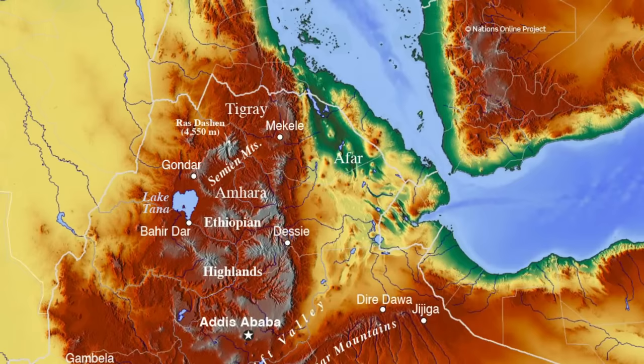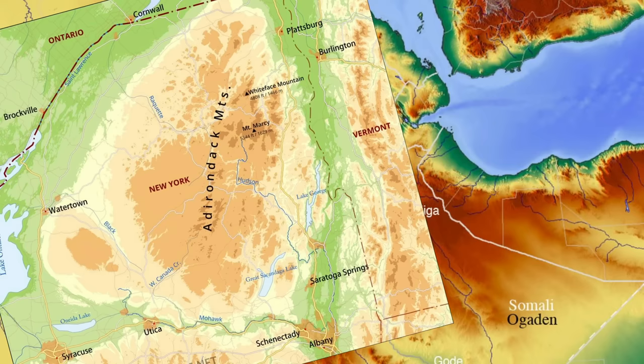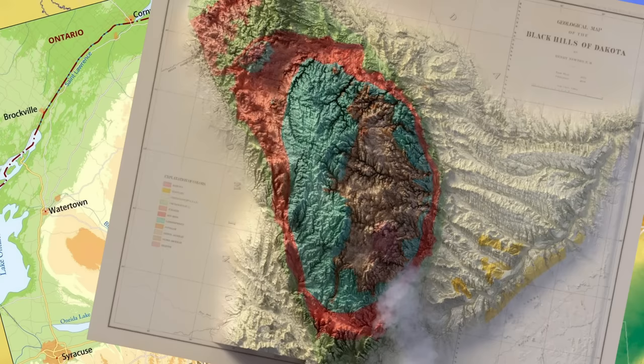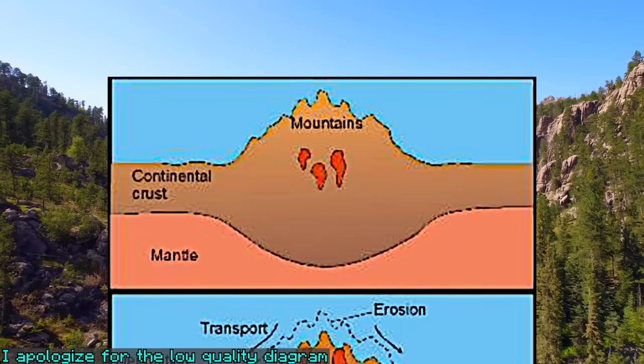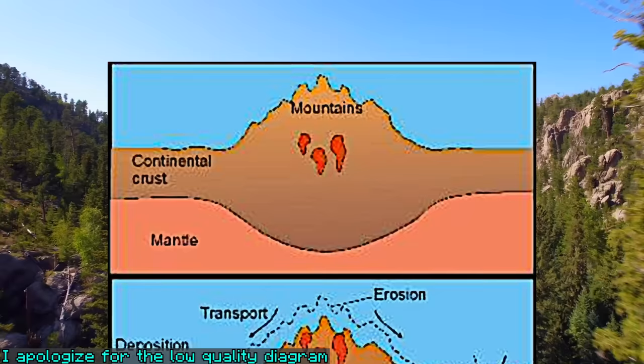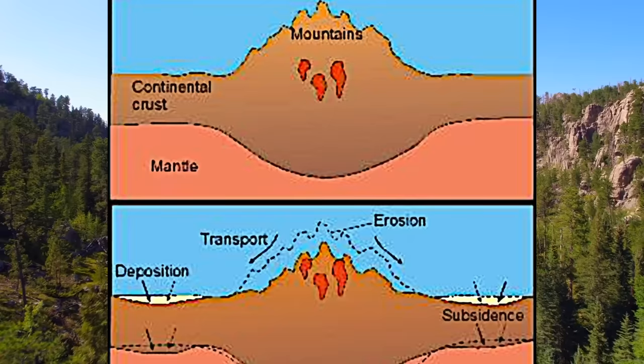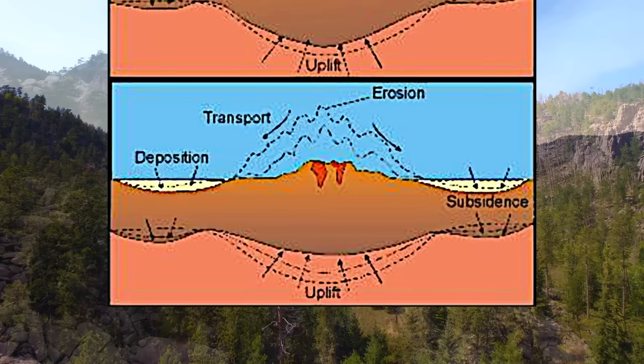So how do you get the more cluster-like places like the Ethiopian Highlands, the Adirondacks in upstate New York, the Black Hills in South Dakota, and the Central Australian Mountains? Well, you have an interesting kind of uplift, where sometimes magma from the mantle rises up into the continental plates, which cools into rock and then thickens the plate, increasing the elevation of the land above it. Over time, the softer rock of the land gets eroded away, and those big, hard magma intrusions stay put, forming high elevation, hard rock mountains.